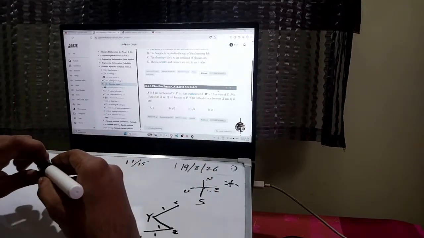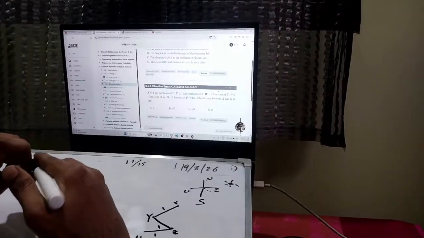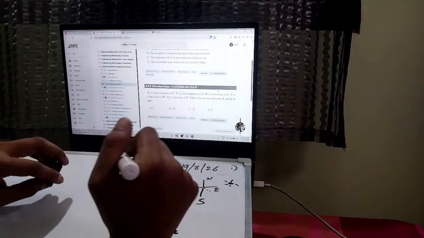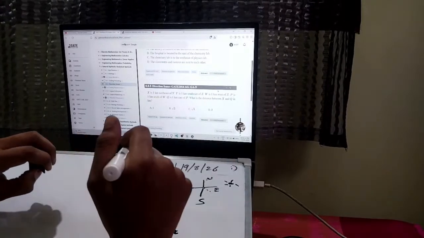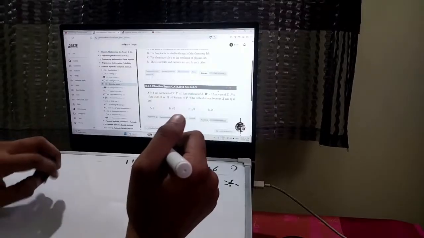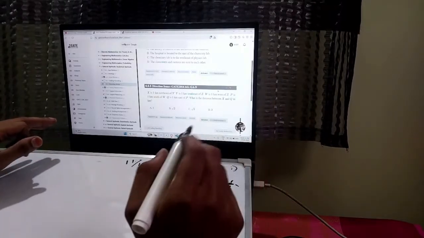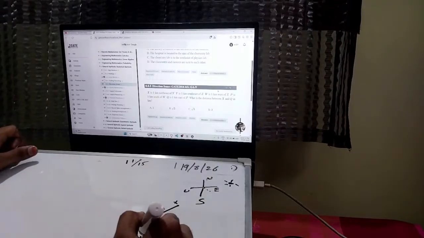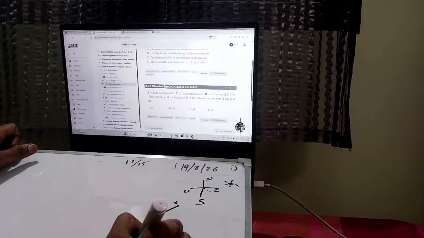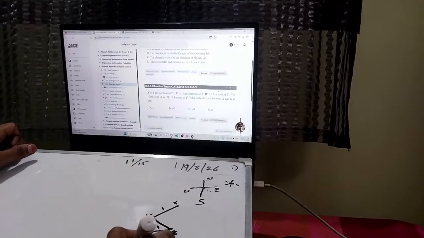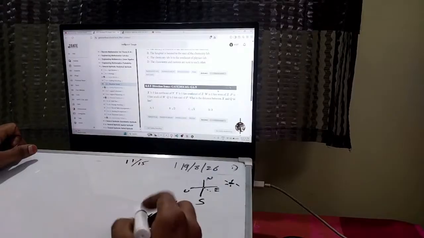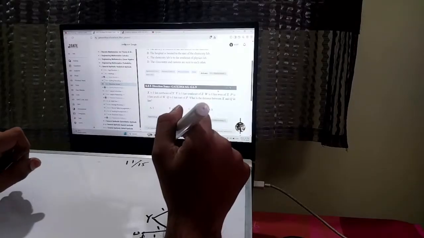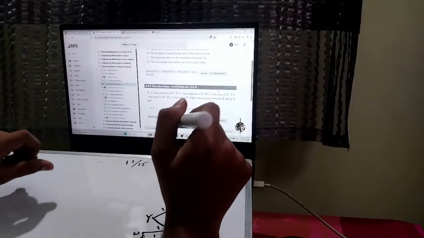Okay, 1 kilometer to Z, and P is 1 kilometer south of W. Where is W? Okay, this is W, it's not Q. P is 1 kilometer south, so it is here. Okay, P is here, 1 kilometer. Here it is W. It is P. And then what is the distance between X and Q?